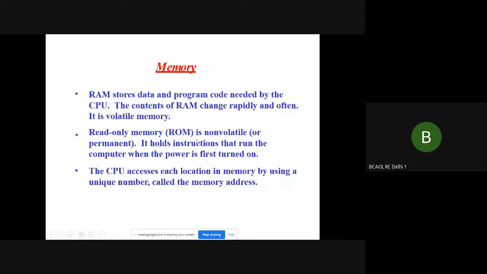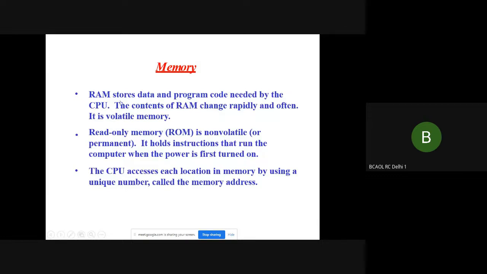Read-only memory, that is ROM. ROM is always non-volatile or permanent. It holds instructions that run the computer when the power is turned on. Do you know about BIOS, the basic input output system? Yes, ma'am. BIOS is a set of instructions which are fed into the ROM at the time of manufacturing. It lets you switch on the computer and takes information from the ROM that this is a motherboard, this is a hard disk, this is a CD-ROM, these are the things in your system, and the information that this kind of operating system can be installed on this system. Whatever program is stored inside the ROM, when the power is turned on, the computer runs and takes those instructions from there. So this is read-only memory, ROM.